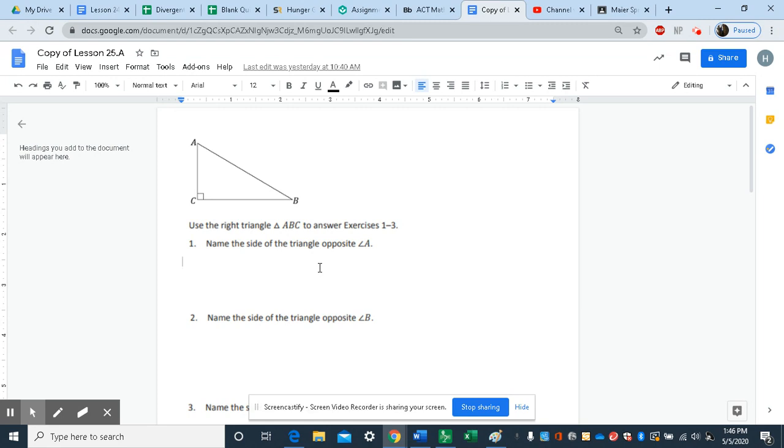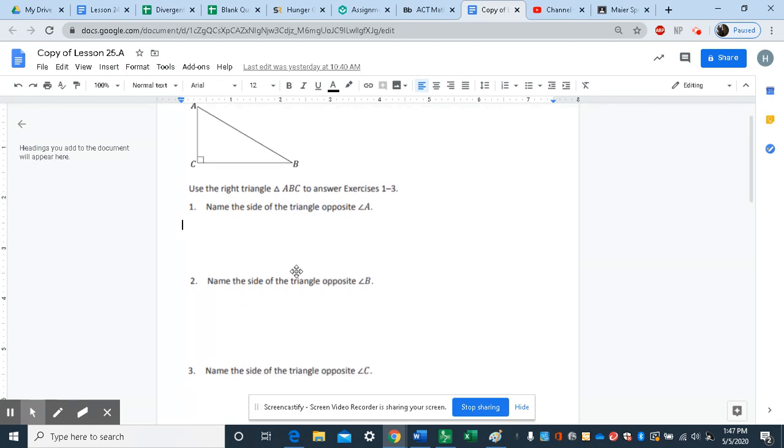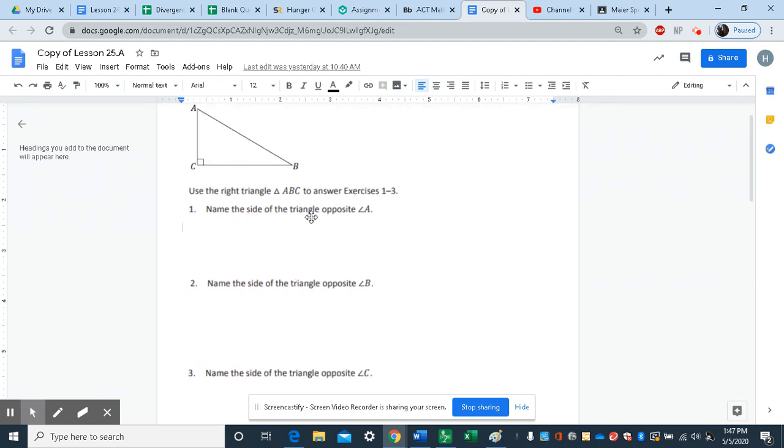So we're moving from the Pythagorean theorem to now identifying sides that are across, opposite, and adjacent to angles. We are going to be looking at this picture for these first three questions. Our first question is: name the side of the triangle opposite to angle A.